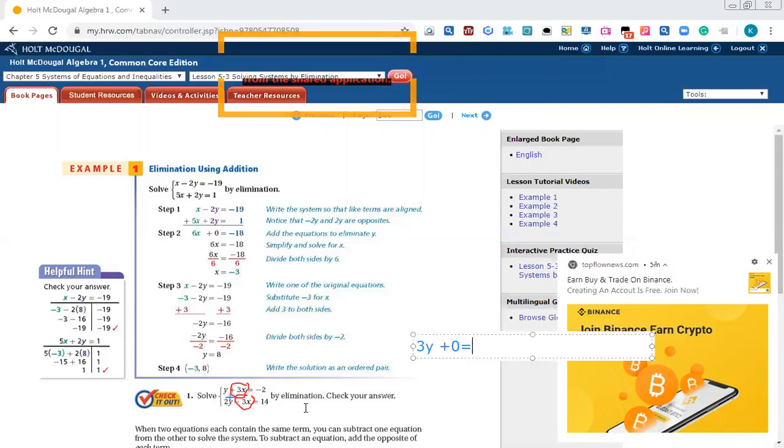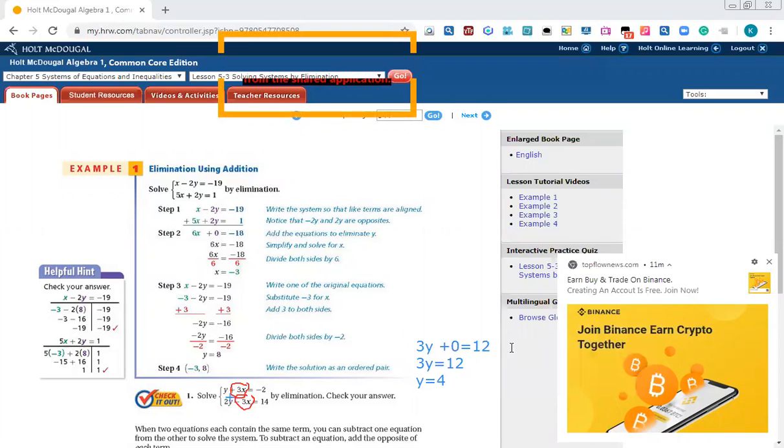3y plus 0 equals minus 2 plus 14. Who can give me the answer? Minus 2 plus 14. Who is the 4 points if not Hala? Yes, true, 12. So 3y equals 12, right? So what do we have to do now? Divide by 3 on both sides. So 3y divided by 3 equals 12 divided by 3, which is 4. So y equals 4. Any question till now?